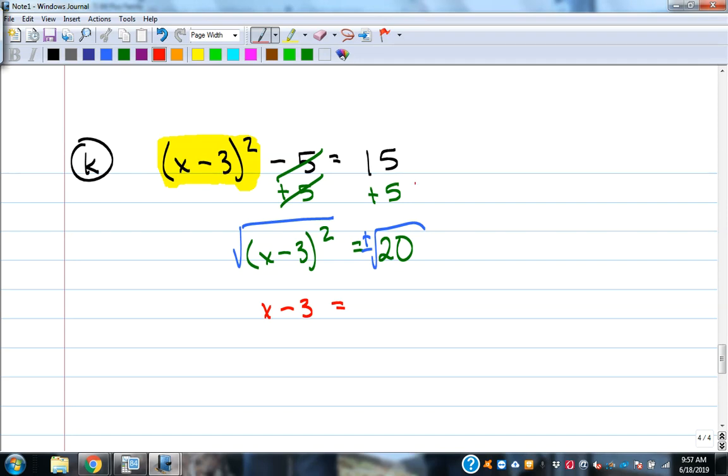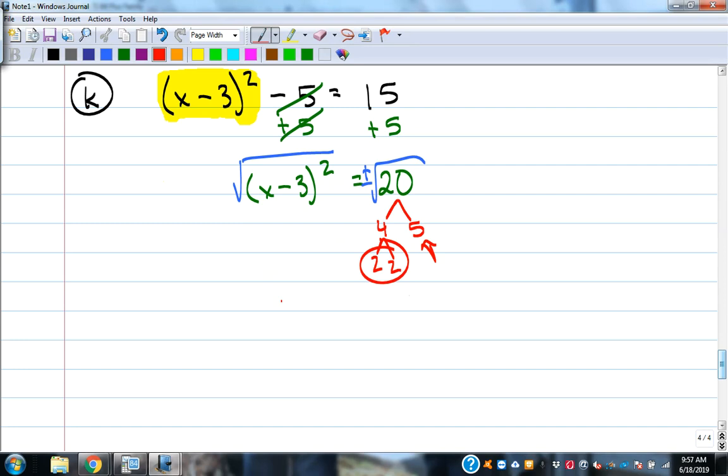So we're going to break it down. Give myself a little more room here. 4 and 5, 2 and 2. There's a pair of 2s and a 5 left over. Okay. So that's going to be x minus 3 is equal to plus or minus 2 square root of 5. Notice that there's not an i out here because that was a positive 20. Had that been a negative 20, there'd have been an i on the outside. Okay, it was positive, so we don't have i's when there's positives. The last step is get x by itself.